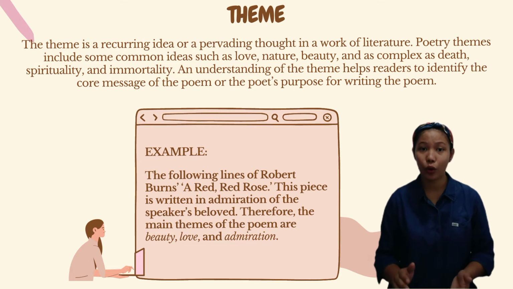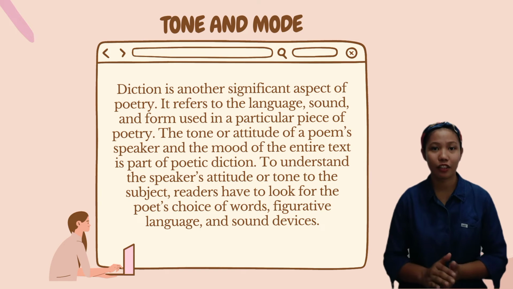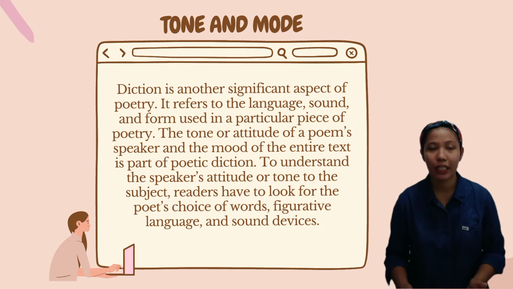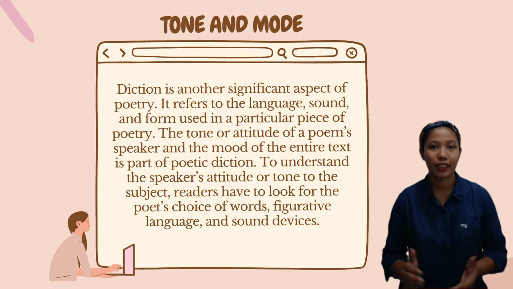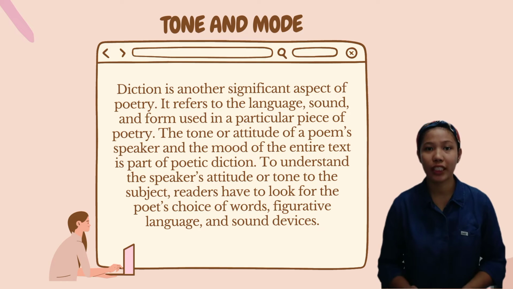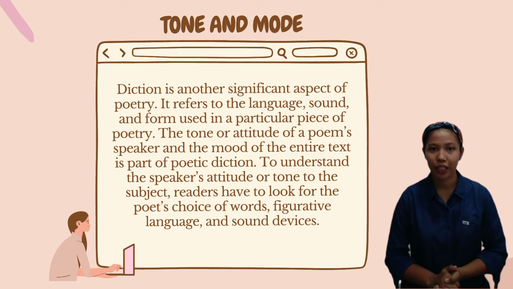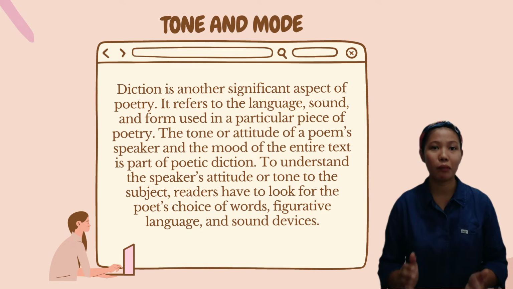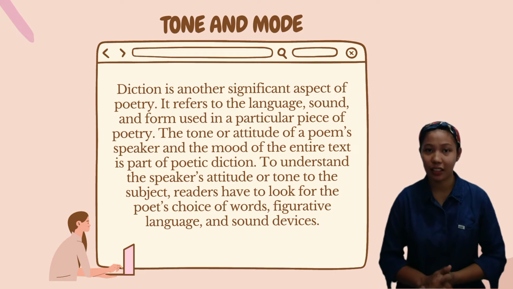The next one is tone and mood. Diction is another significant aspect of poetry. It refers to the language, sound, and form used in a particular piece of poetry. The tone or attitude of a poem speaker and the mood of the entire text is part of poetic diction.